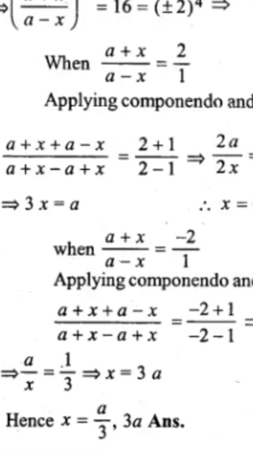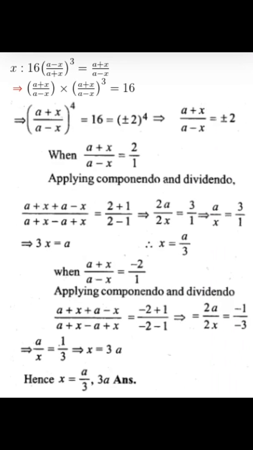So we have ultimately these values of x. We get x is equal to a by 3, and also x is equal to 3a. So this was the next question. Please see it very carefully and must do the save video registers. Hope all are done. Fine. Let's move to the next part now.